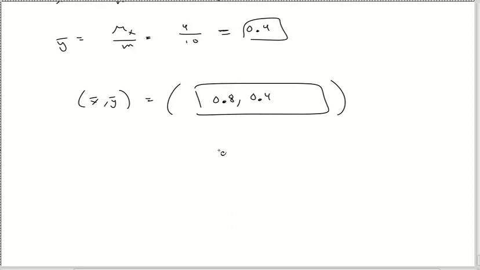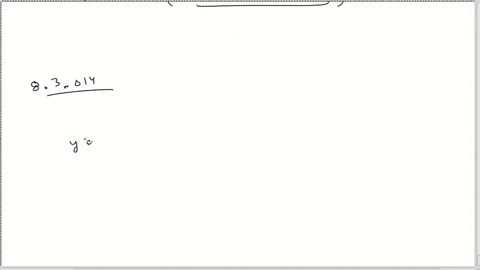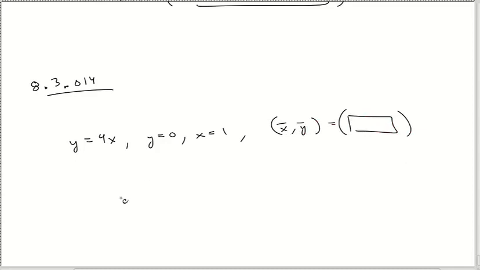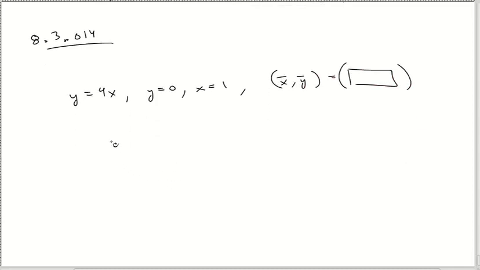Cool. I have 2 problems left, and one of them's super easy. So, 8.3.014. I have y is equal to 4x, y is equal to 0, and x equals 1, and draw a picture, find the center of mass. So x bar, y bar. I don't think they want the moments in this one, thankfully, because that would have upset me even more, because my method does not require moments. Let me show you. I was smiling. You can't see that, though, I guess.